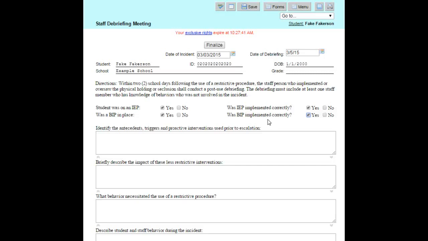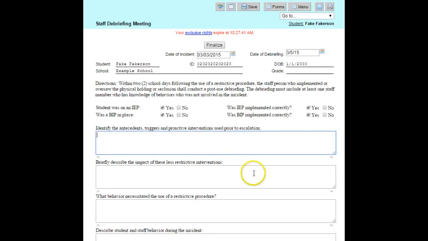The next section on this form asks the team to identify the antecedents, triggers, and proactive interventions used prior to escalation. We need to describe the environmental events that took place immediately before the behavior escalated and what actions staff took to support the student proactively.